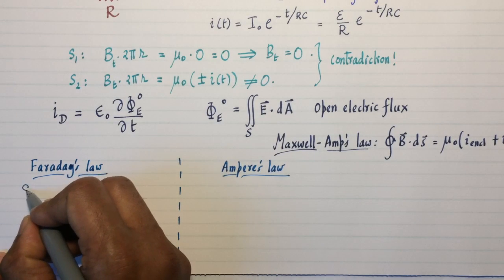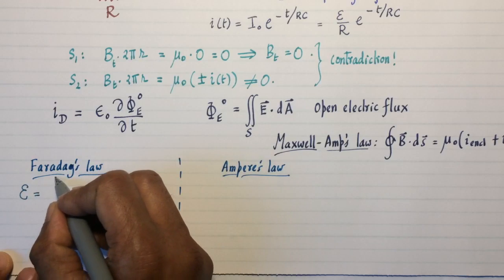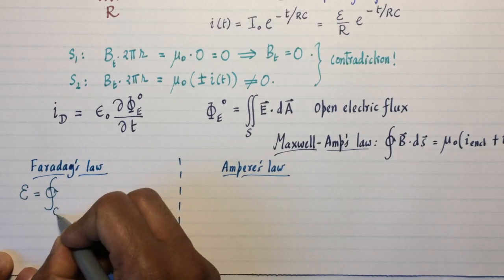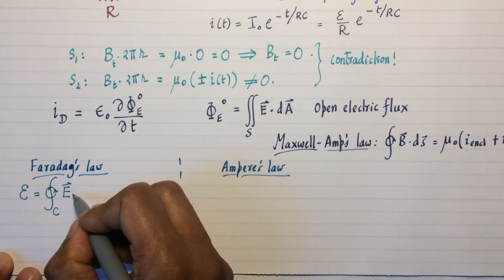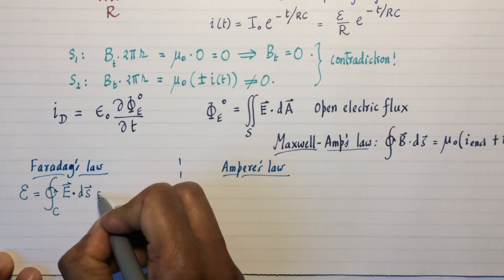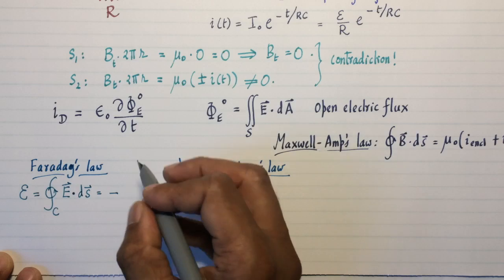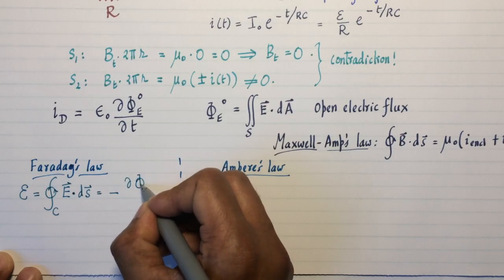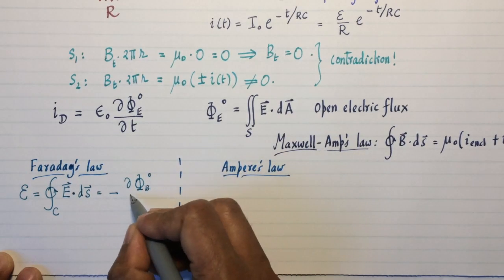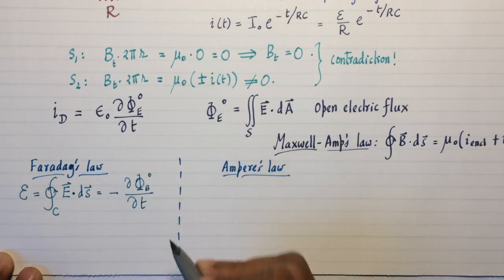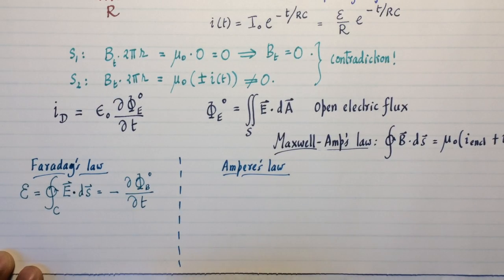Faraday's law says that the induced EMF, which is defined as the circulation of the electric field vector around a closed path ds, is going to be negative, from Lenz's law, the rate of change of the magnetic flux through the open surface divided by time. That's what Faraday's law has got.